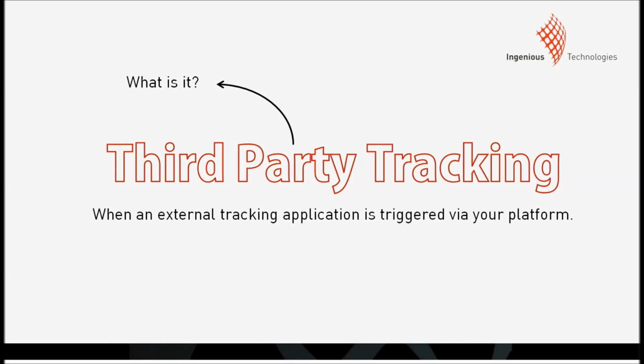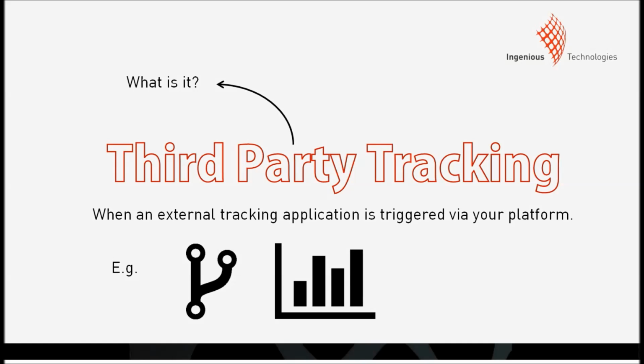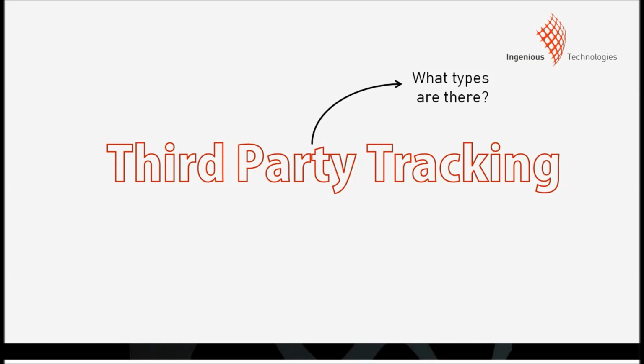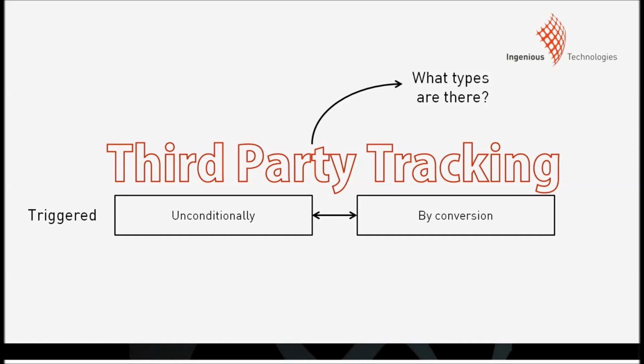Some may want to use them to track customer behavior. Others may want to measure the success of their advertising campaigns, and others will want to share data with their own partners or affiliates. To do all of this, they need different types of third-party tracking. First, we need to make a distinction between third-party tracking that is triggered unconditionally and third-party tracking that is triggered only when a conversion is allocated to a partner.